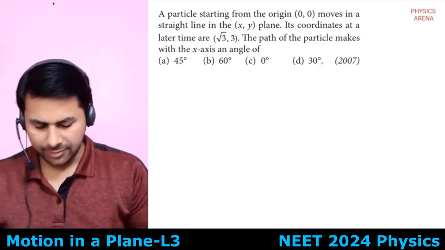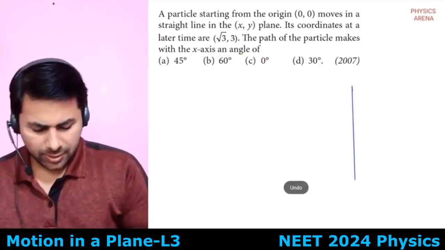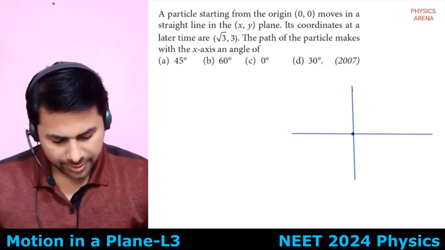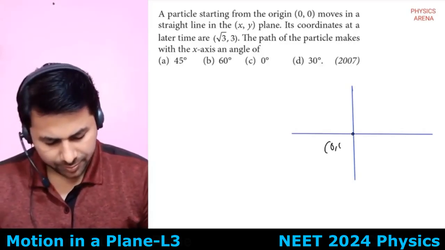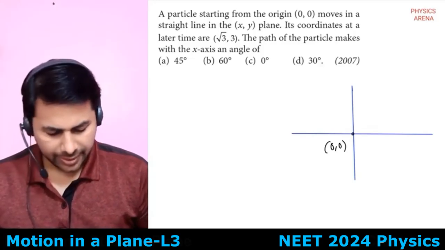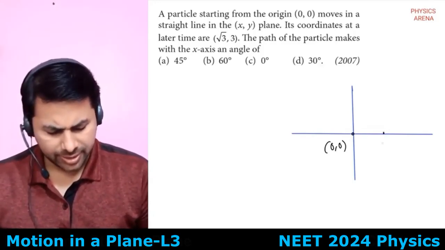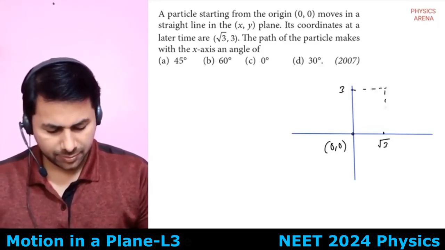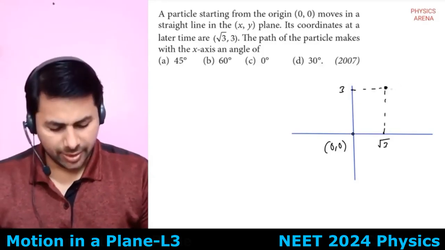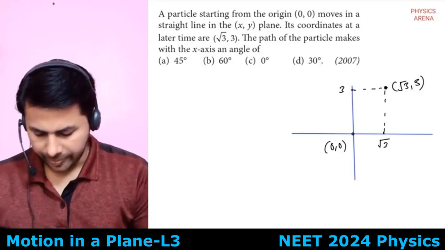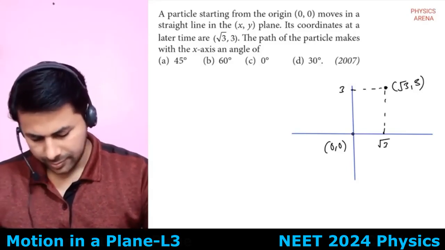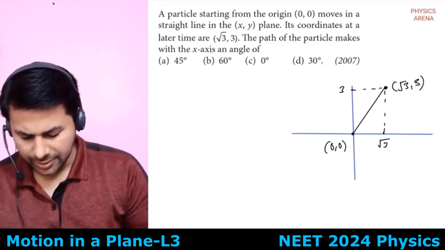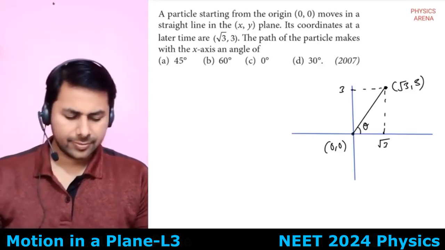Okay. So, let's draw x and y-axis. So initial coordinates are 0, 0. Final coordinates, x coordinate is root 3, y coordinate is 3. So let's suppose this is root 3 and this is 3. Okay. So the object will be here at root 3, 3, and will move along this path. So we are asked how much would be this angle theta. Tell me.